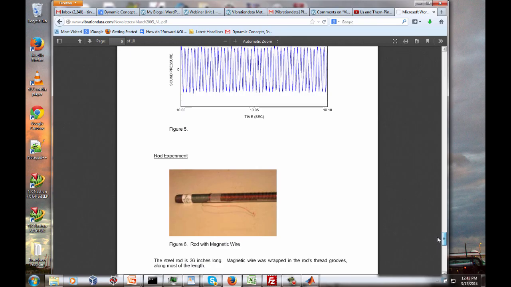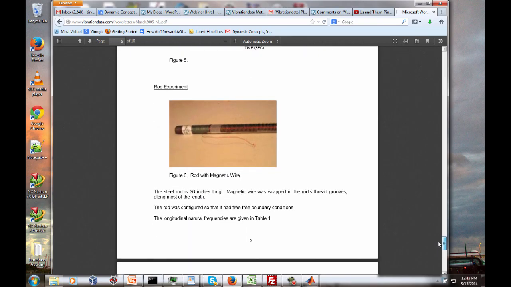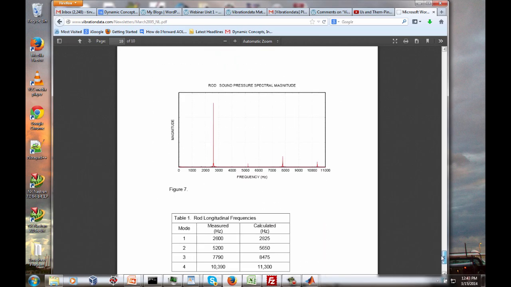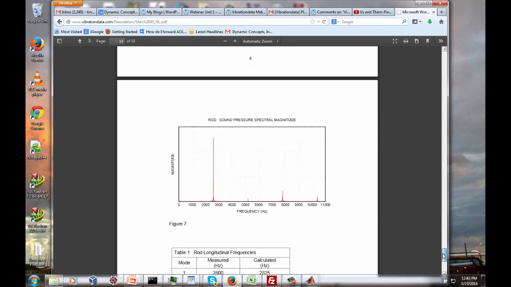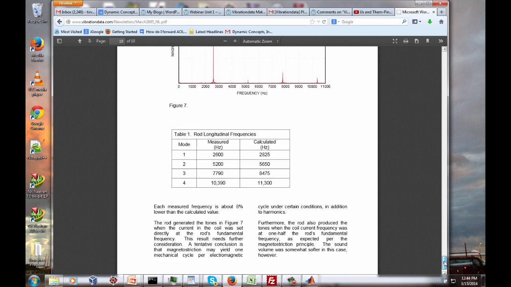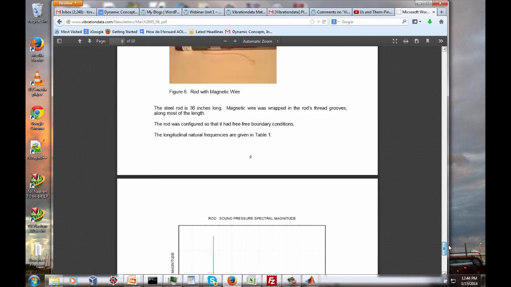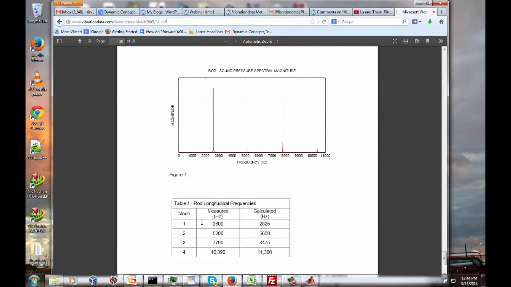I also played around. I took a threaded rod and just wound the electromagnetic wire around the rod, and it was a 36-inch steel rod, and the sound pressure came out to be 2600 hertz, and that's actually the longitudinal vibration mode of a 36-inch rod made from steel with free boundary conditions. But in order to excite that resonance response, I had to actually excite that rod at 1/2 that measured frequency, which was 1300 hertz. So 1300 hertz was the actual input voltage signal or drive voltage signal.